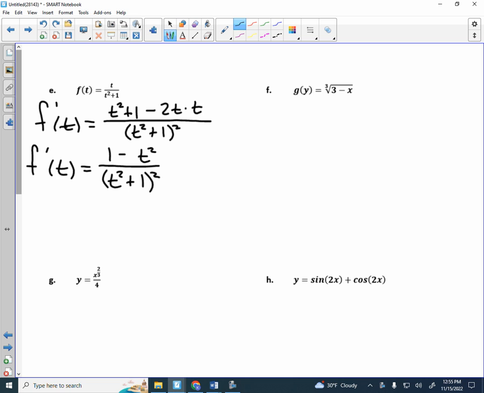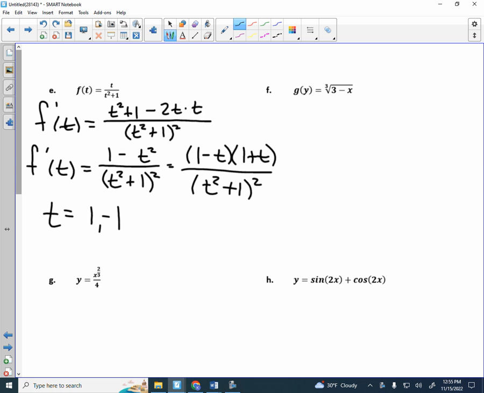Okay? Can the top be equal to 0? Yeah. In fact, if you were to factor this to 1 minus t times 1 plus t, okay, and the bottom we have t squared plus 1 quantity squared, notice that your critical points are happening at t is equal to positive 1 and at negative 1. So what that means in our original graph, we probably have a local max or local min or something happening at 1 and negative 1.